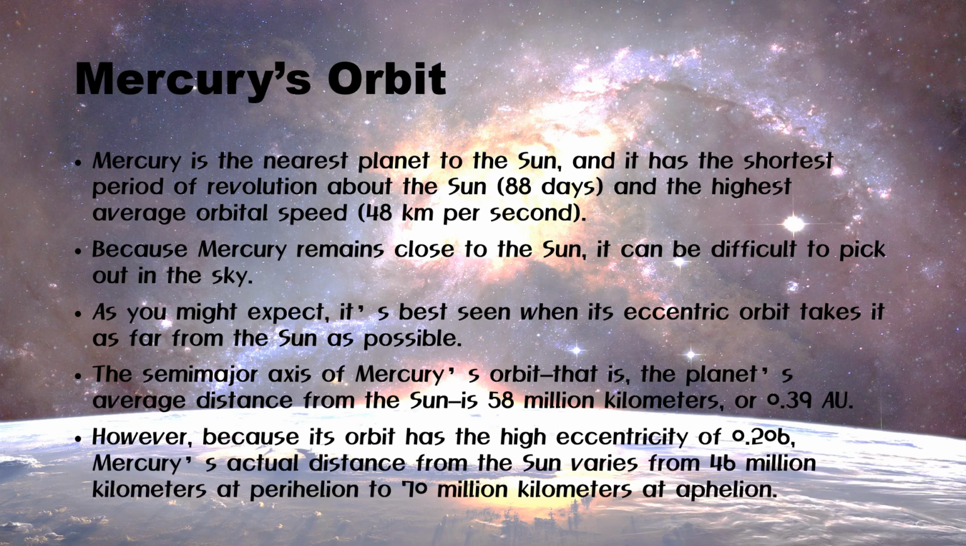However, because its orbit has a very high eccentricity of 0.26, Mercury's actual distance from the Sun can vary anywhere from 46 million kilometers to 70 million kilometers. And that's a wide variance. Compare that to other planets such as Earth, Venus, Mars, even some of the gas giants, and you'll see that that eccentricity value is not as large as it is with Mercury.